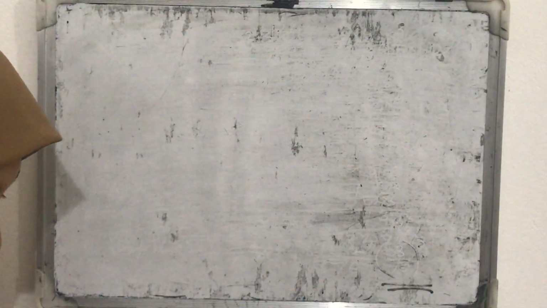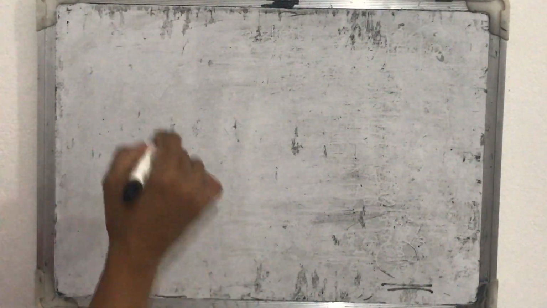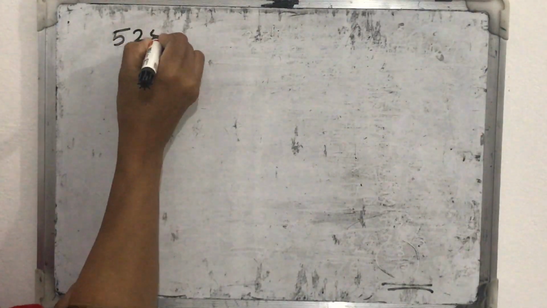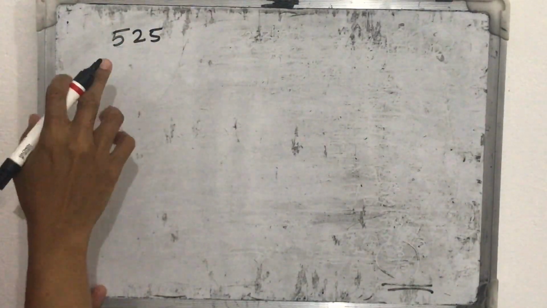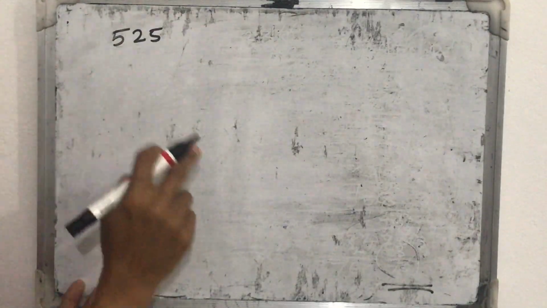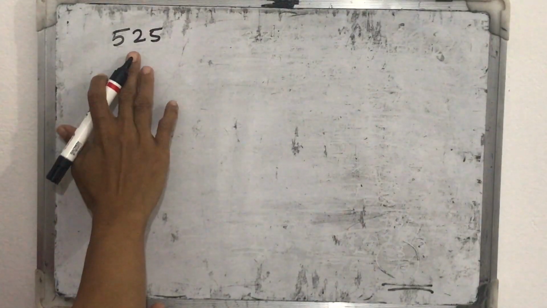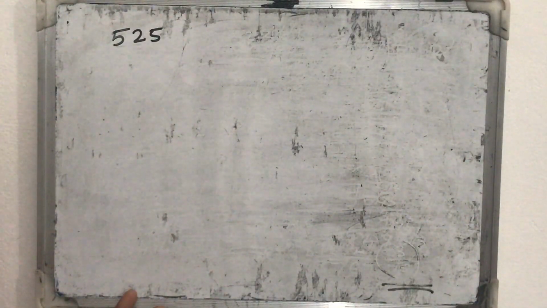Last class we discussed how to find a number which should be subtracted from a given number to get a perfect square. Now we want to discuss, if we want to add to get a perfect square, how we find out that number. For example, one question: 525. The question is which number we should add to this 525 to get a perfect square.